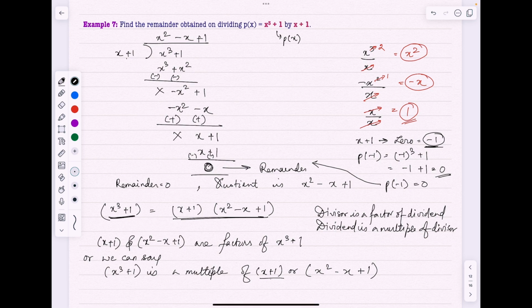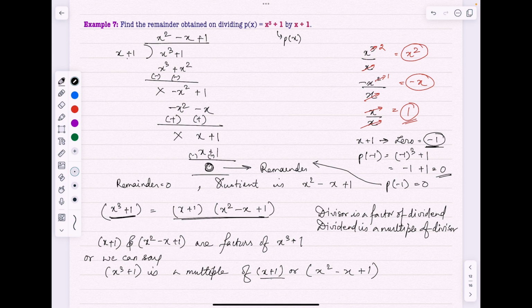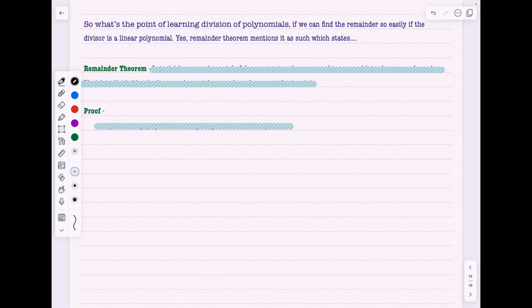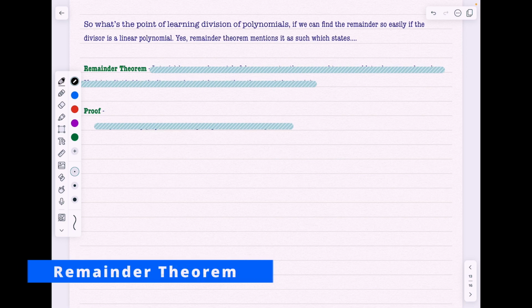Okay, this is a check you can do. Directly you could have found within 2 or 3 lines that this is the remainder. Okay, to make you understand the division process, I took the long method and then did the other method of finding the 0 of the divisor and putting that value in the polynomial also, to make you understand that both are correct. Okay, so now the remainder theorem.